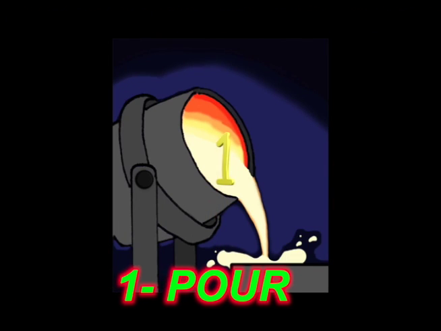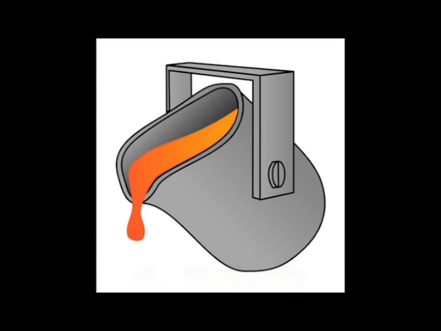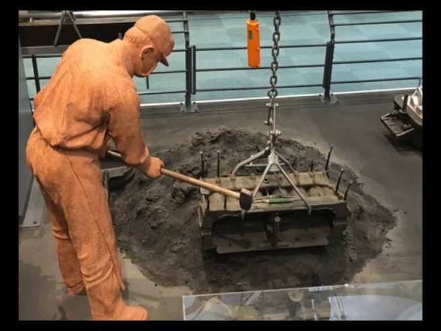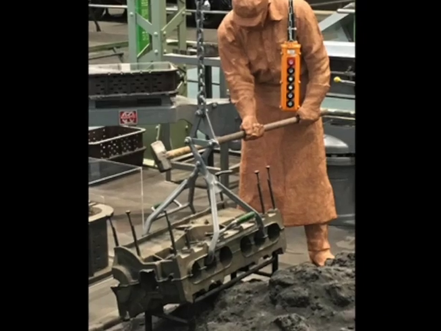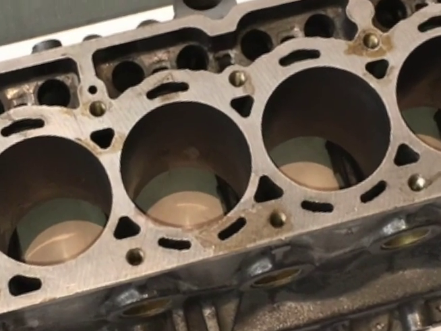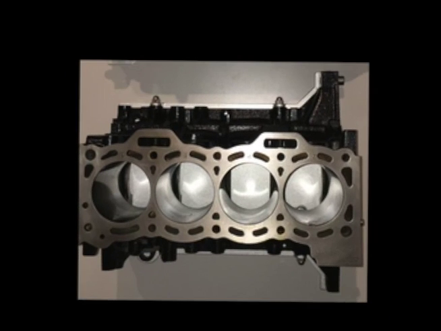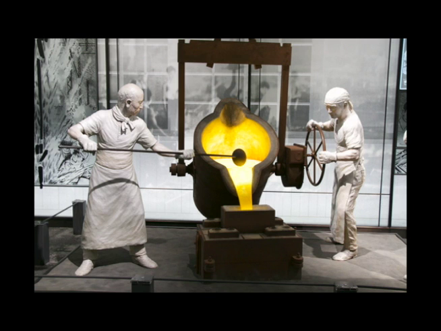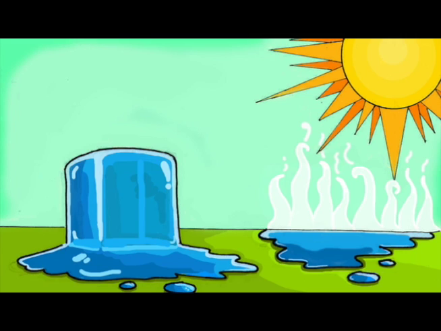Pour or cast very hot liquid metal into a mold. The liquid metal cools into solid shape. This makes the engine. The big holes are for pistons. Other holes are for cooling. The liquid metal has more heat, just like how water can be ice, liquid, or steam.